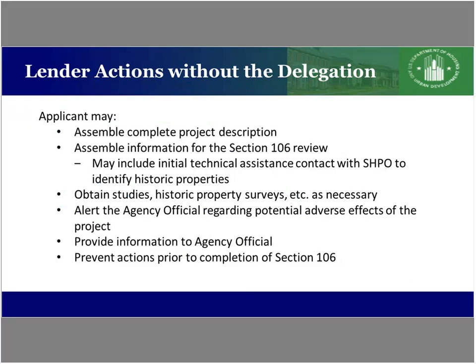This assembly can include outreach to the SHPO to help identify historic properties, but must stop short of seeking concurrence from the SHPO, which is allowed under the delegation memo. And this last bullet about preventing actions prior to completion of Section 106 applies to all lenders, whether following the delegation or not, so you don't end up with an anticipatory demolition or foreclosure like Nancy just discussed.